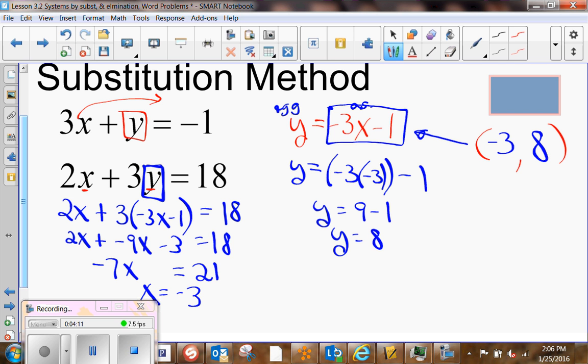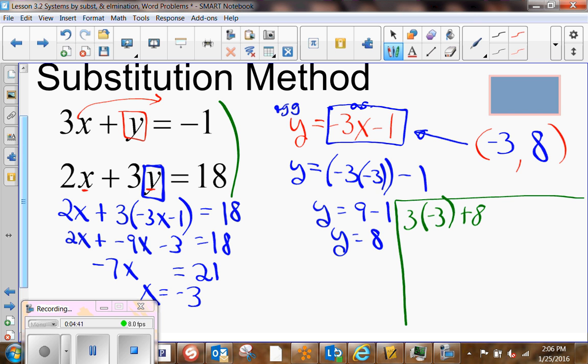And if I wanted to check that, what would I do? Into which equation? Both. They have to work in both. I'm not going to check them every time. Tomorrow you're going to have a little quiz where you're going to show me all 3 methods and how to check it. So here's what I mean by checking. I'm going to look at the first equation right here. I'm going to do 3 times, in place of that x, a negative 3, plus my y, which is 8. It better give me negative 1. Let's see if it does.